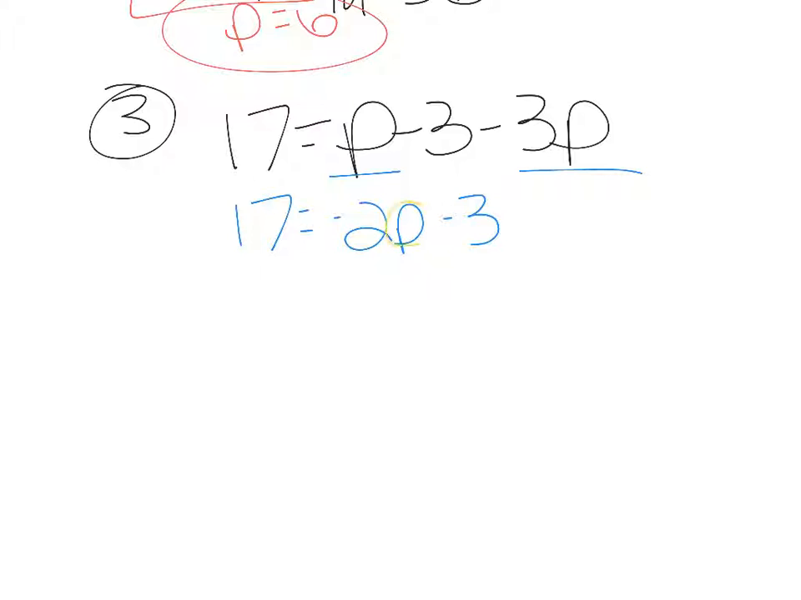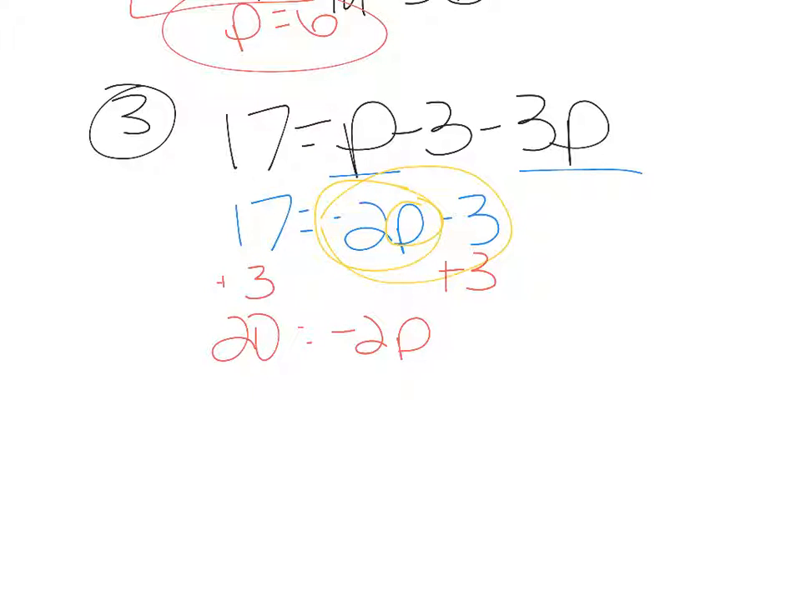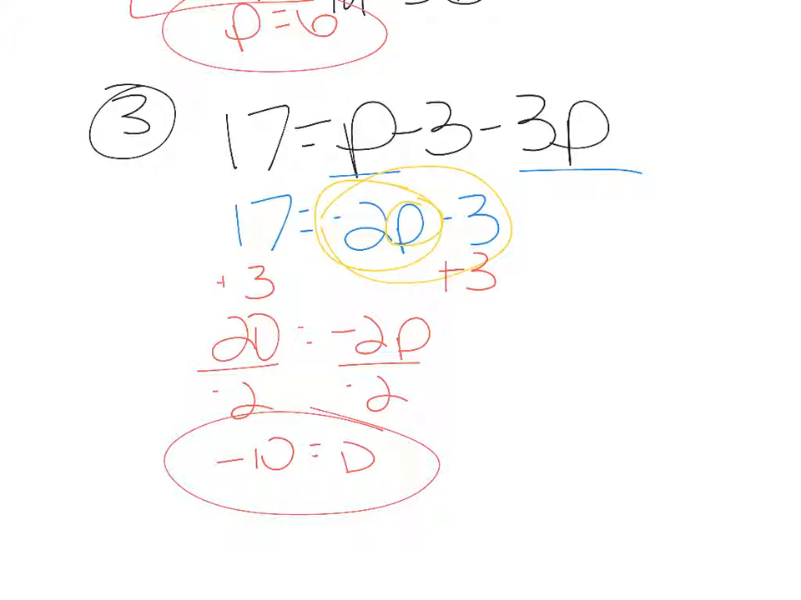Okay, if we build our onion, it would look like this, the p, and then the 2, and then the minus 3. So to get rid of a minus 3, we do the opposite. We add 3 to both sides. So I should have 20 equals, it's still a negative 2p. And then to get rid of the negative 2, divide both sides by negative 2. 20 divided by negative 2 gives me negative 10. So we get negative 10 equals p.